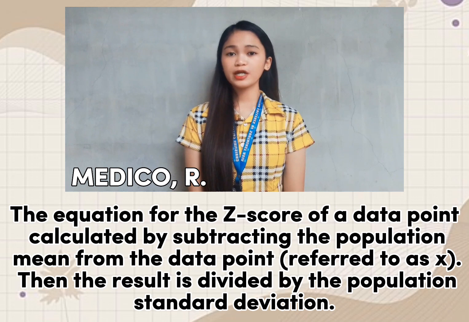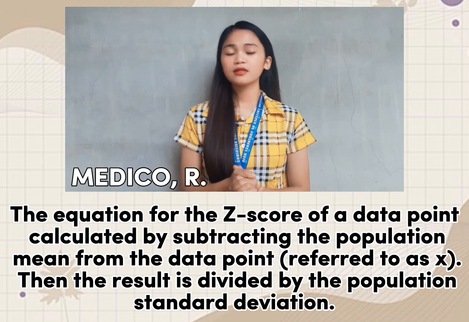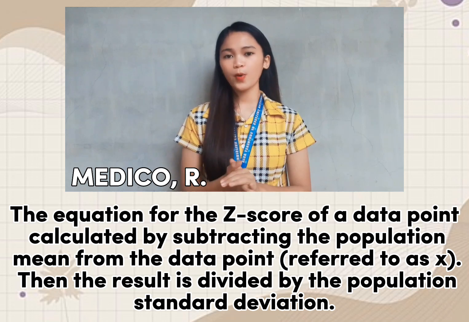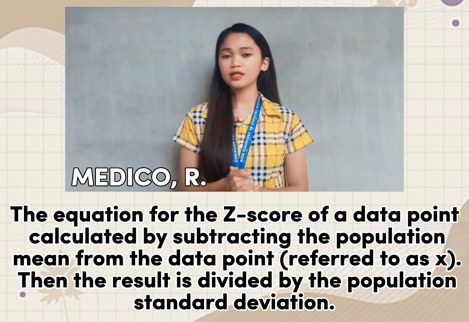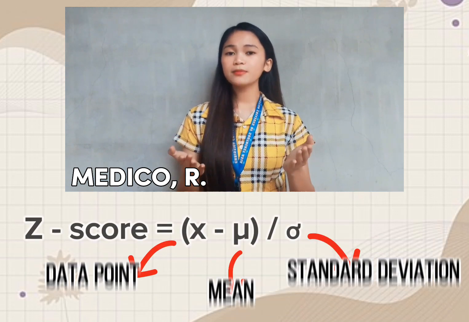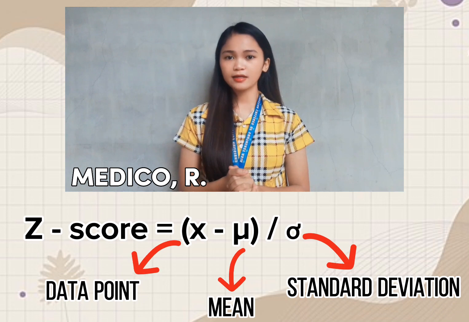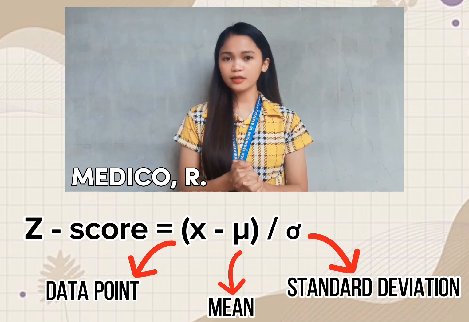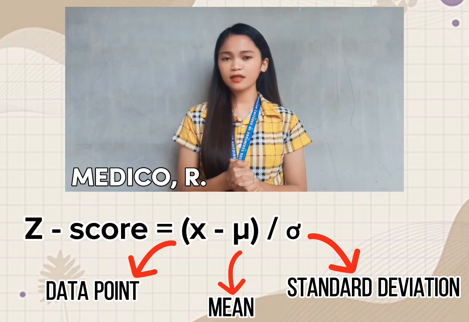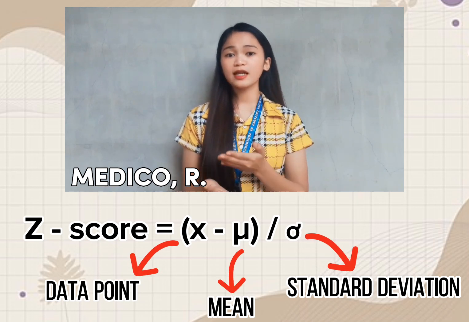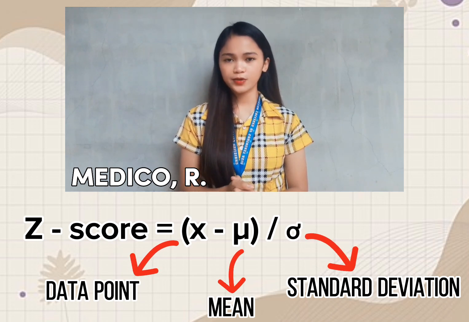The equation for the z-score of a data point is calculated by subtracting the population mean from the data point, referred to as x. Then, the result is divided by the population standard deviation. Mathematically, it is represented as z-score equals data point minus mean divided by standard deviation. So this is the formula for the z-score.